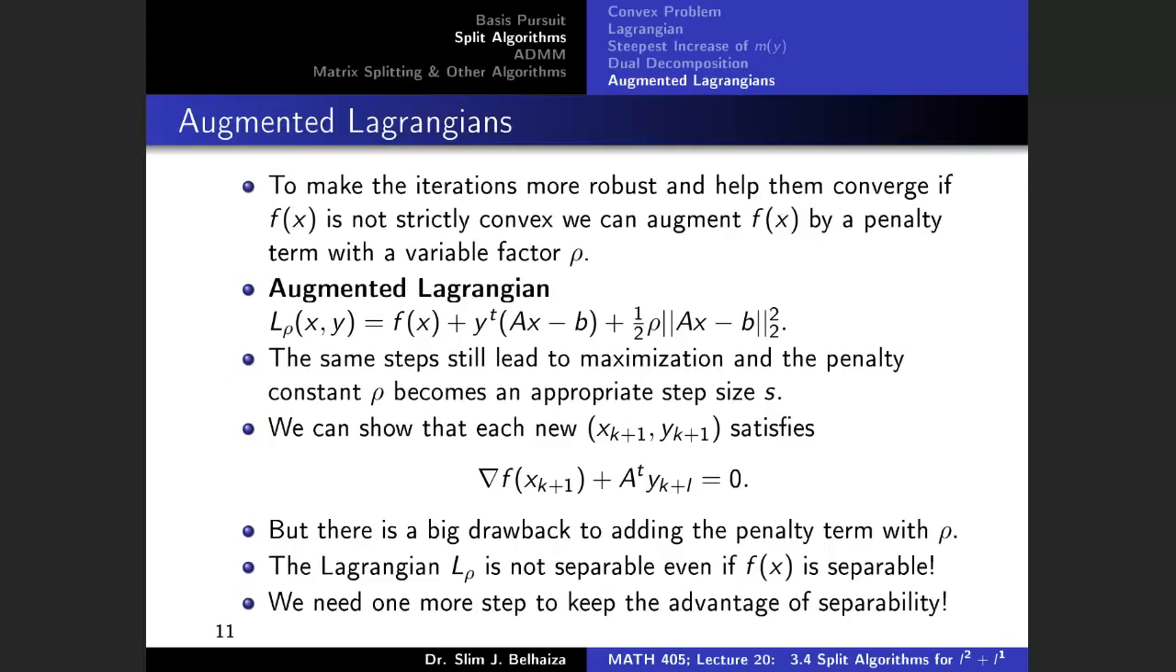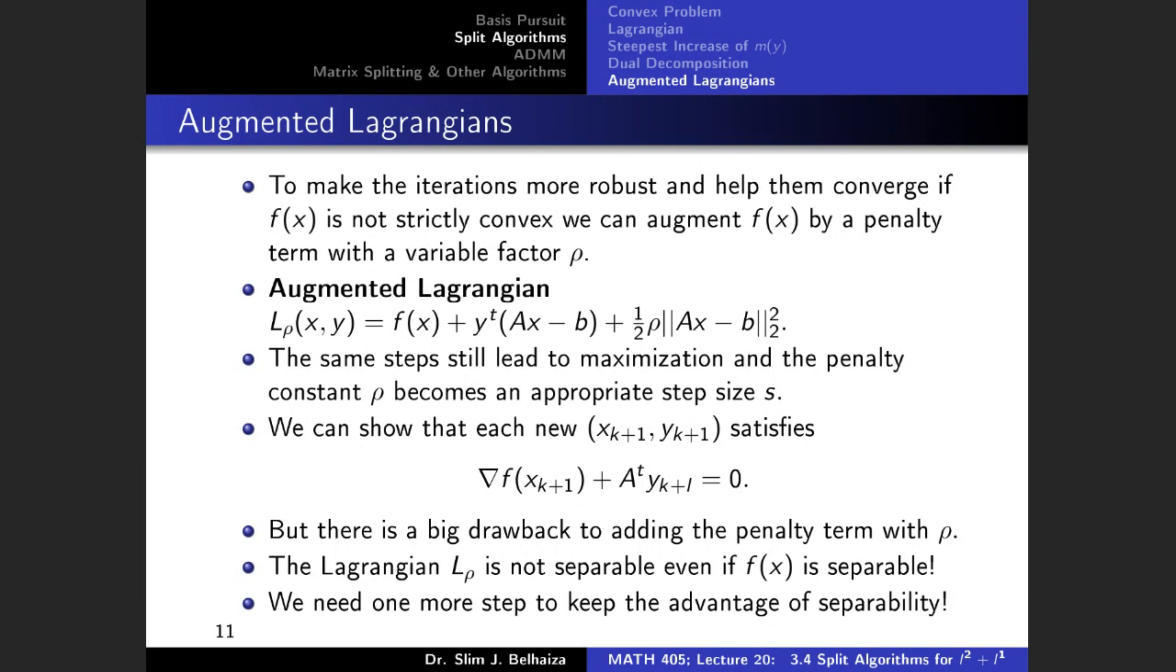So guys, welcome back. Today we continue with split algorithms, and we will talk about augmented Lagrangians and ADMM, matrix splitting, and other algorithms.